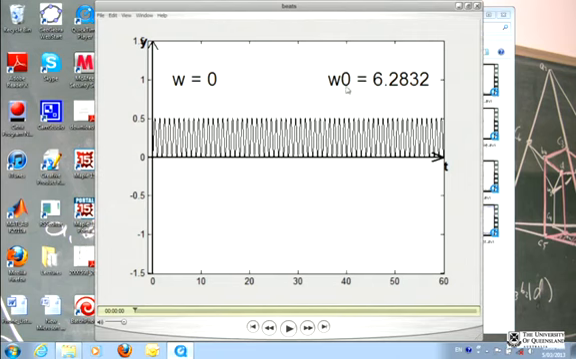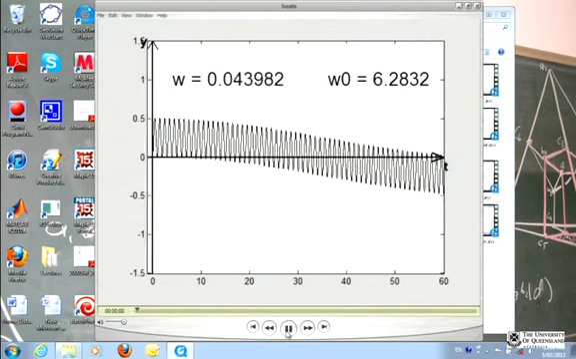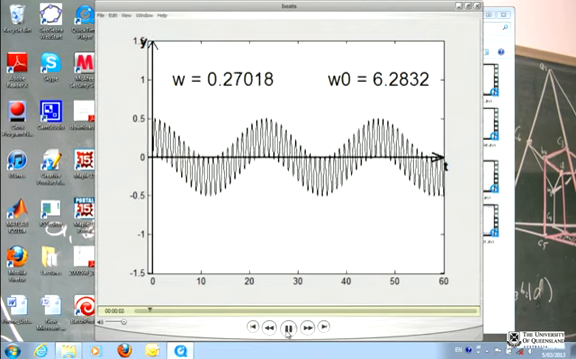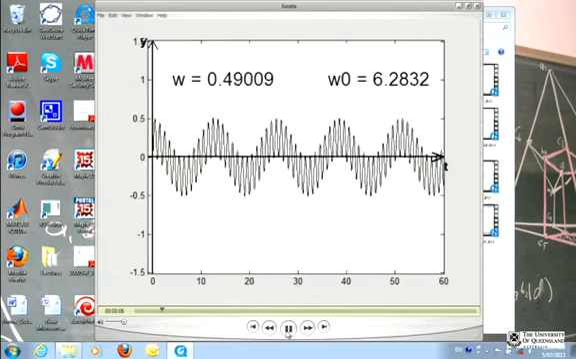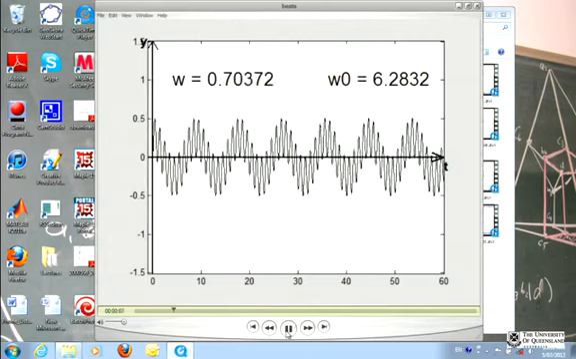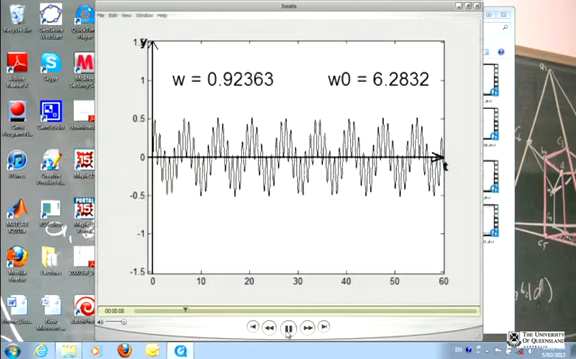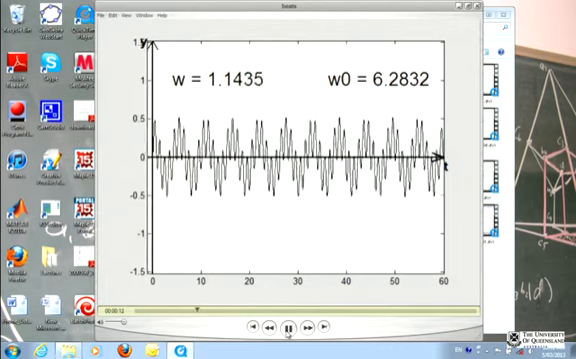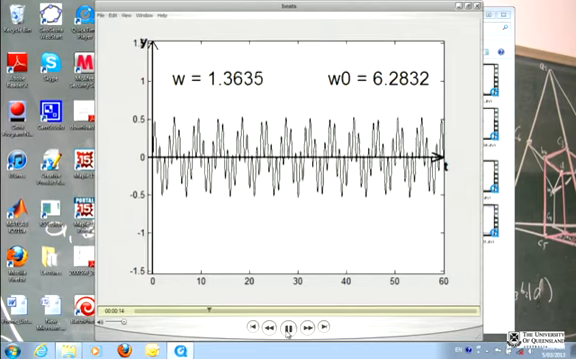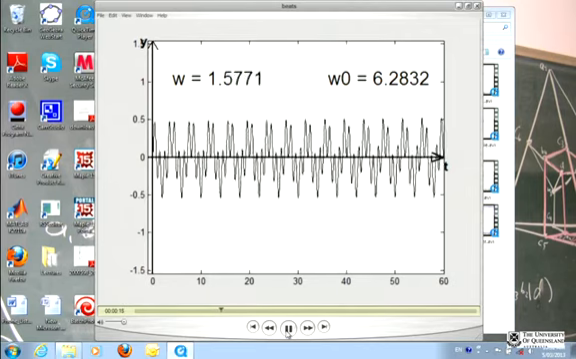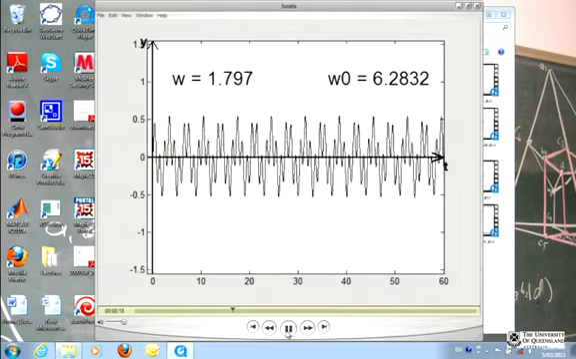So here, the omega naught is just 2 pi. The omega on the screen there is just the driving frequency. So this is where the driving frequency is 0. And this is just a plot as we increase the driving frequency. And so what we can see as we watch this little animation progress is how the dynamics changes as the driving frequency changes.